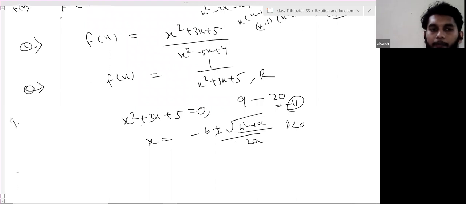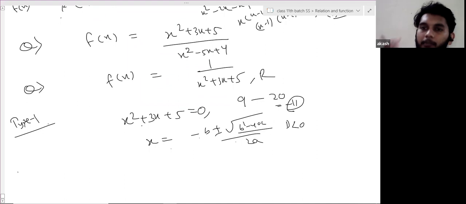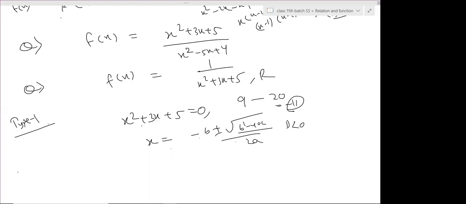All right. Note it down if you have not. So this is type 1. Type 1 questions: whenever you have a variable in the denominator, always look for zeros. When the denominator becomes 0, you have to eliminate that from the domain. Is this clear to both of you? Yes, sir.